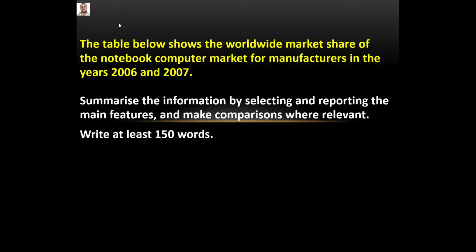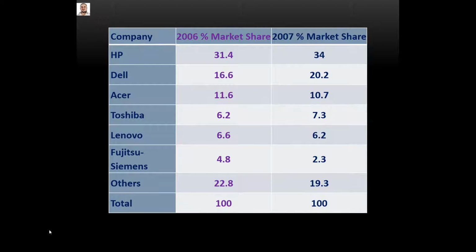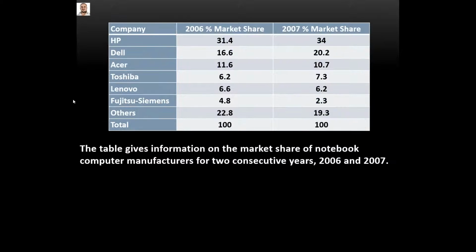Here, the table below shows the worldwide market share of the notebook computer market for manufacturers in the years 2006 and 2007. Summarize the information by selecting and reporting the main features and make comparisons where relevant. Write at least 150 words. This is what you need to write in task 1. And here is the table. And here is how we started.